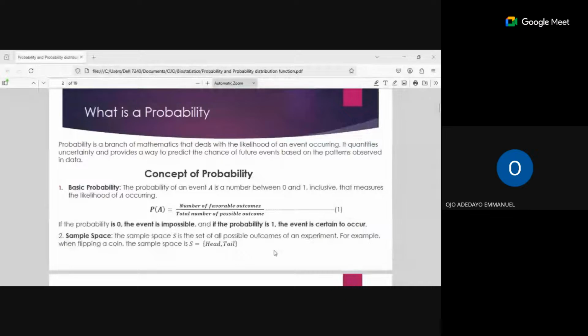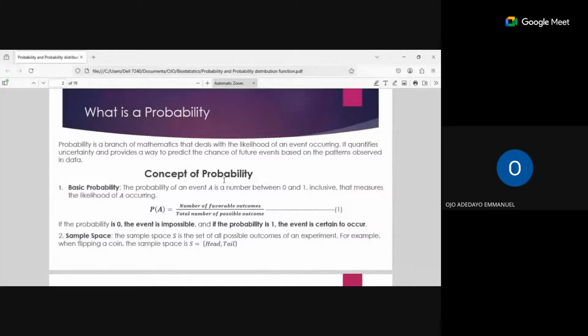It may occur, and it may not occur. So it is called the uncertainty. Anytime we are measuring uncertainty, that means we are using the concept of probability. So now we are going to be checking some concepts that are very important in probability.